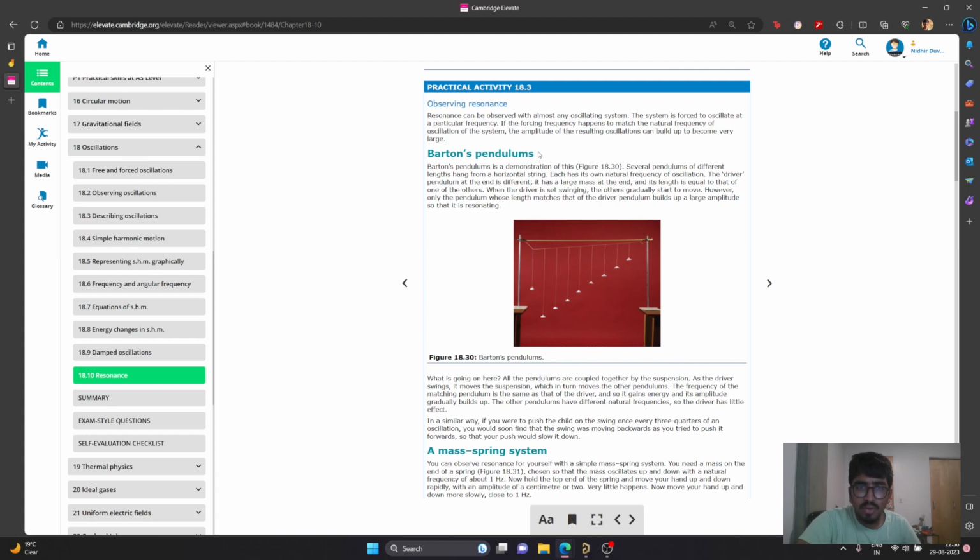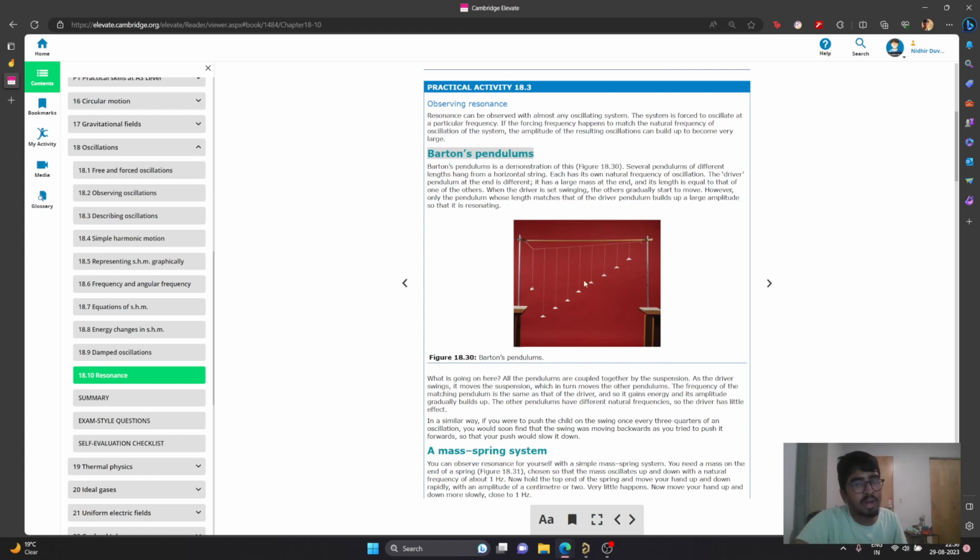Feel free, do try to go through this example on YouTube. The Barton's pendulum is very interesting. In a nutshell, there are things of different lengths, and you start moving one, and all of the others don't move except the one of the same length. So say maybe this one will start to move, and nothing else moves.